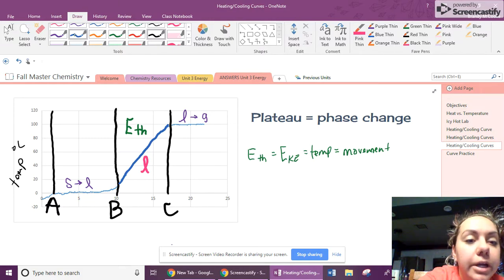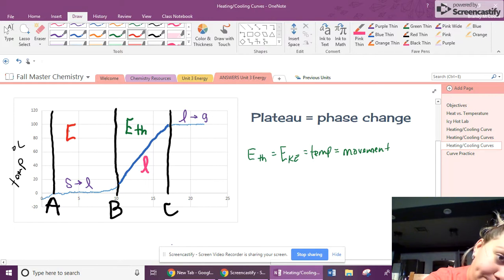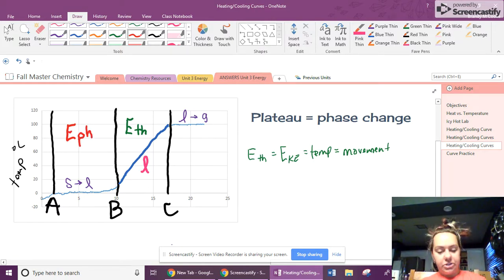So I'm going to put right here, we have energy going into the system as phase energy. Because phase energy is energy due to the arrangement of the particles. And from A to B, the arrangement is changing. It's going from a solid, they're close together, they're vibrating, and then when they're a liquid, they're pulling apart. So from A to B, we have these particles being pulled apart.